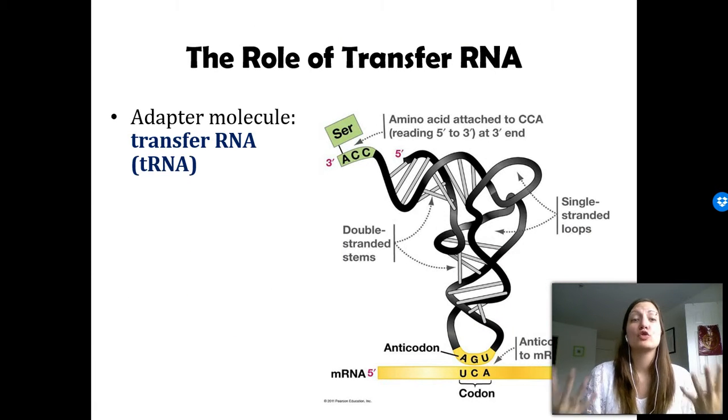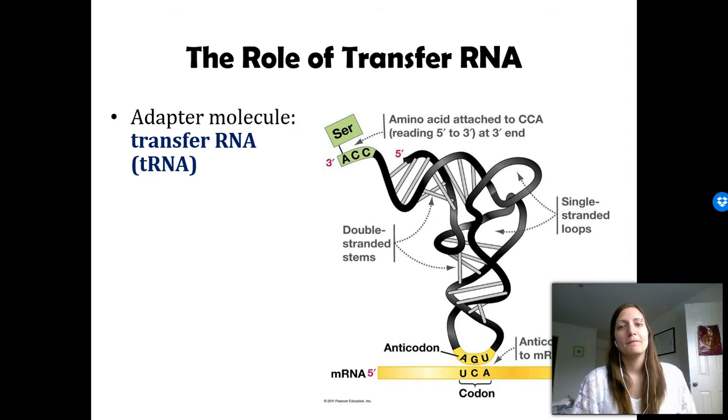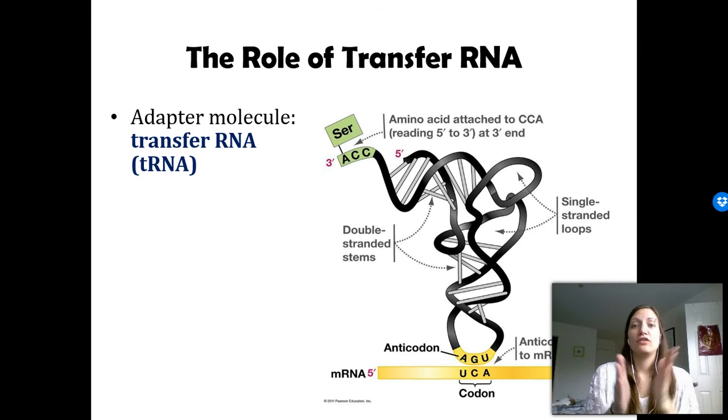So tRNA or transfer RNA. Here's a picture of what it looks like. We think of RNA as being single-stranded, and tRNA is single-stranded, but it has some secondary and some tertiary structure. It folds in on itself. So DNA was double-stranded, two separate strands, and although it kind of looks like that with tRNA, that is not the case. It is one strand. It's just folded up in and of itself. There's some alpha helices, there's some beta sheets. So it does have secondary and tertiary structure.